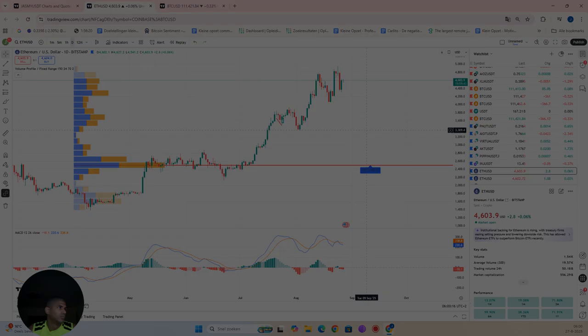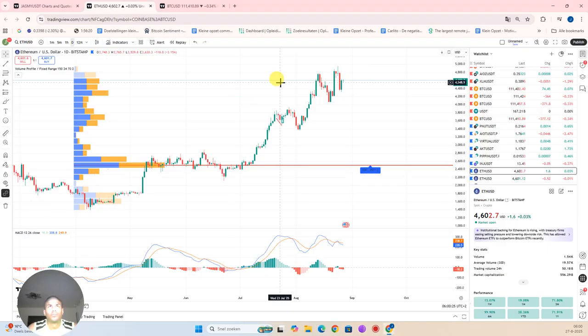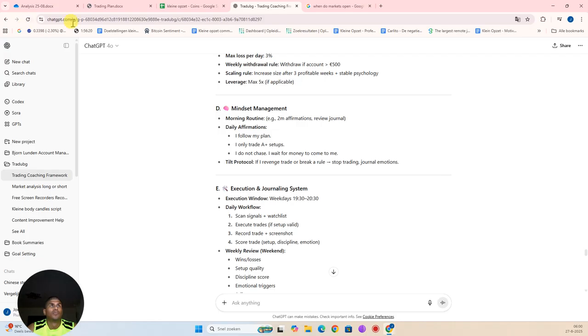Some people say the one that made a higher high, that's manipulation. The way I look at it, it really doesn't matter. In my opinion, I just trade whichever one has the better setup. Usually for me, it's NASDAQ.